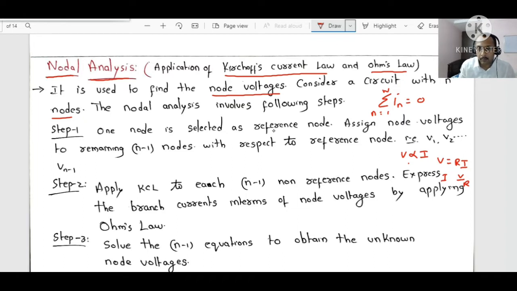Now, dear students, observe, for a given circuit, if there are some 4 nodes, out of those 4 nodes, one node is selected as a reference node. This point is important. One out of n nodes is selected as a reference node, and the remaining n minus 1 nodes are called non-reference nodes. One node is the reference node and n minus 1 nodes are the non-reference nodes.